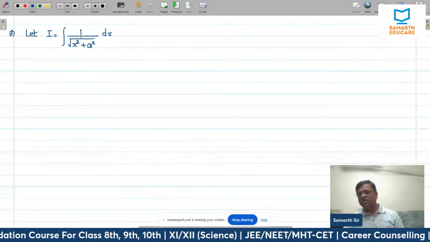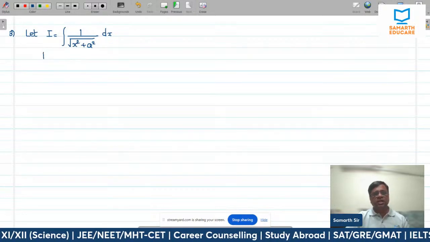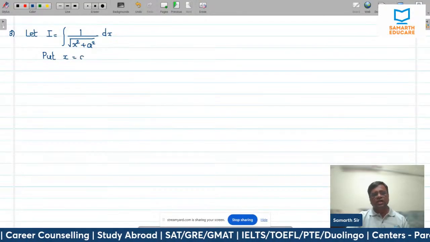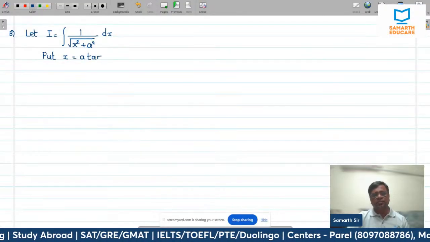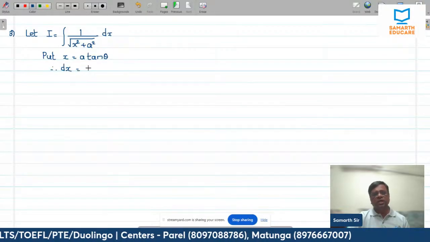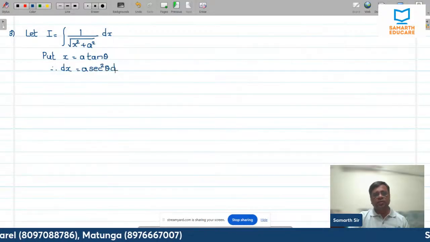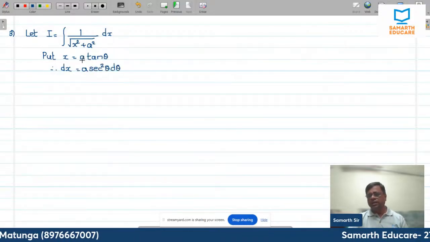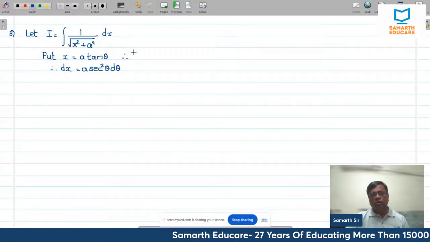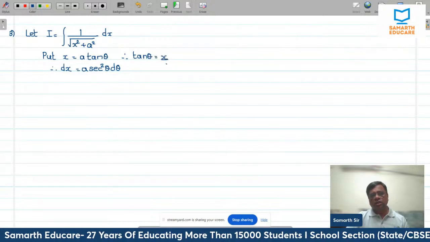As usual, we have studied this in derivatives, standard substitution. So I'll be making some standard substitution. Put x is equal to a tan theta. Correct? Now that means dx is equal to a sec square theta d theta. Also, as I will be requiring this, the value of tan theta is x upon a.